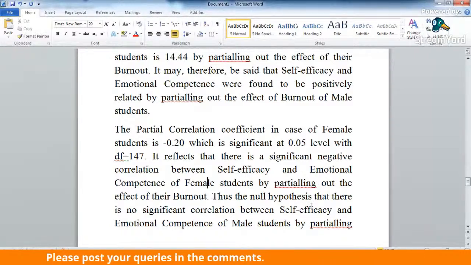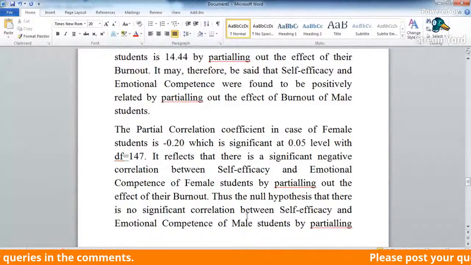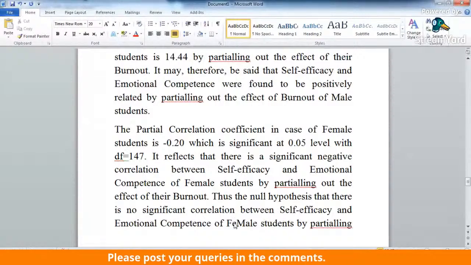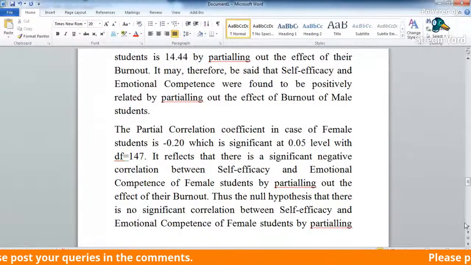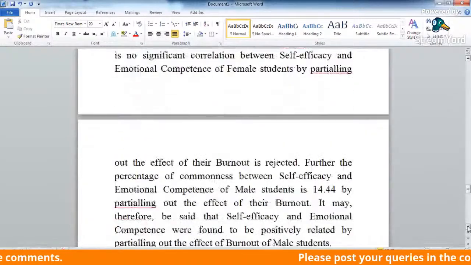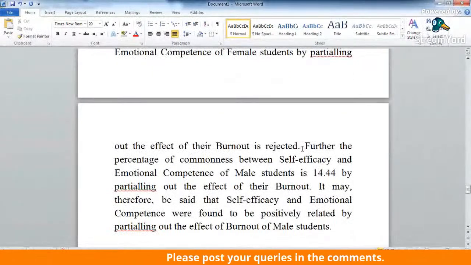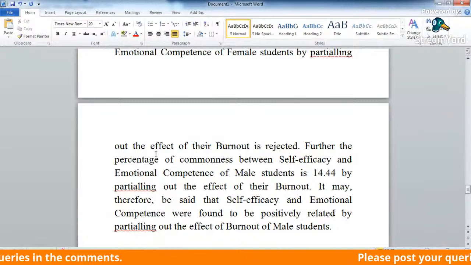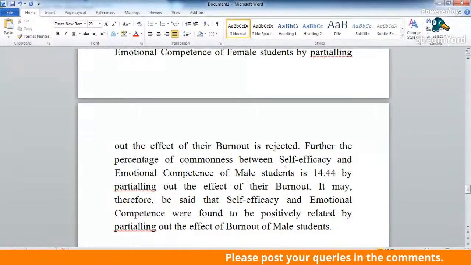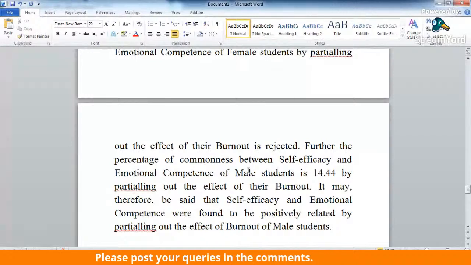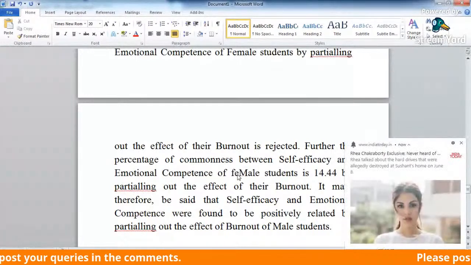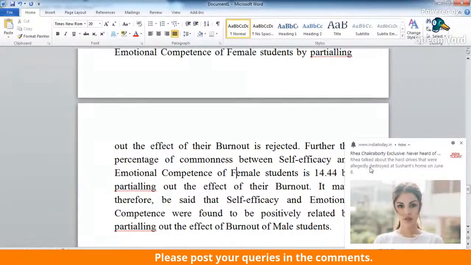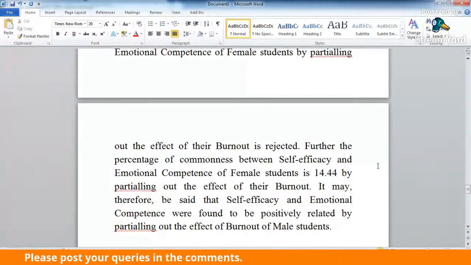Thus, the null hypothesis that there is no significant correlation between self-efficacy and emotional competency of female students by parceling out the effect of their burnout is rejected. Fine. Now, in this case, the commonness is only 4%. Further, the percentage of commonness between self-efficacy and emotional competence of female students is 4%.